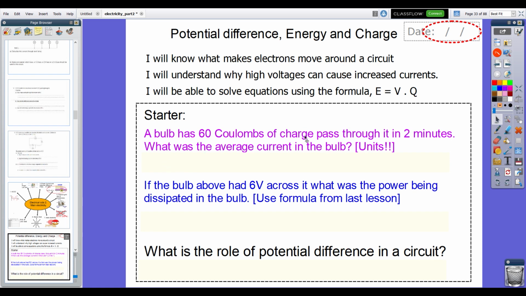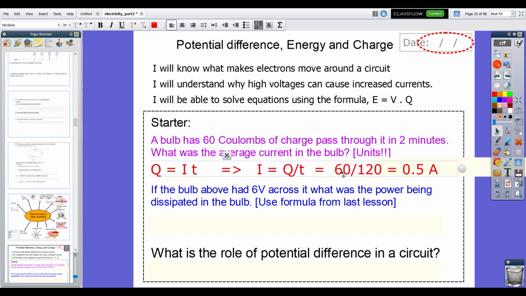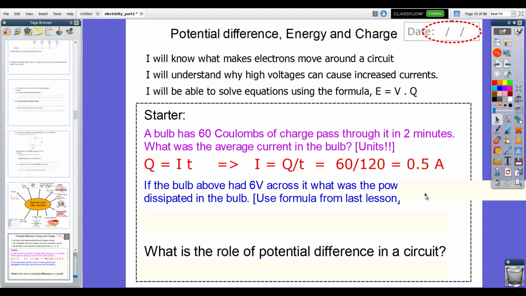Okay, a bulb has 60 coulombs of charge passed through in 2 minutes. What was the average current in the bulb? Well, the formula here is going to be Q equals I times T. Let's rearrange it, so I equals Q over T. Bring the T down here. Imagine the triangle with the Q on the top. Put the numbers in: 60 coulombs divided by 120 seconds, which is 0.5 amps.